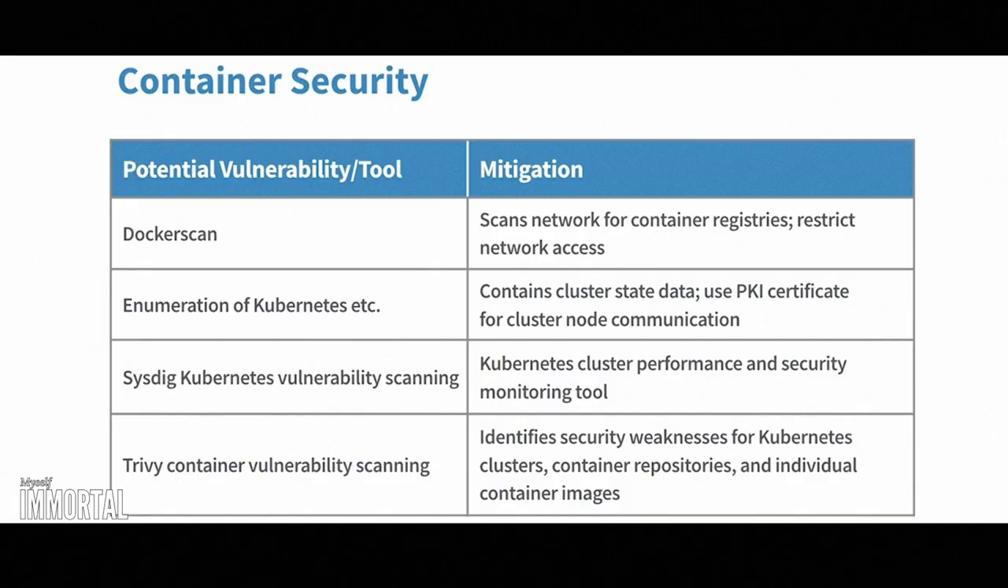The enumeration of Kubernetes etcd. Kubernetes is a container cluster environment. It allows you to manage multiple nodes, each handling different application components, normally done in the form of an individual container. So you could have multiple containers spread out across the cluster. You'll find that happens quite a lot if you're doing big data analysis and that type of thing. Now, the etcd is a daemon, a running service that contains cluster state data. To protect it from attackers, we could require the use of a PKI certificate when communicating with the cluster nodes.